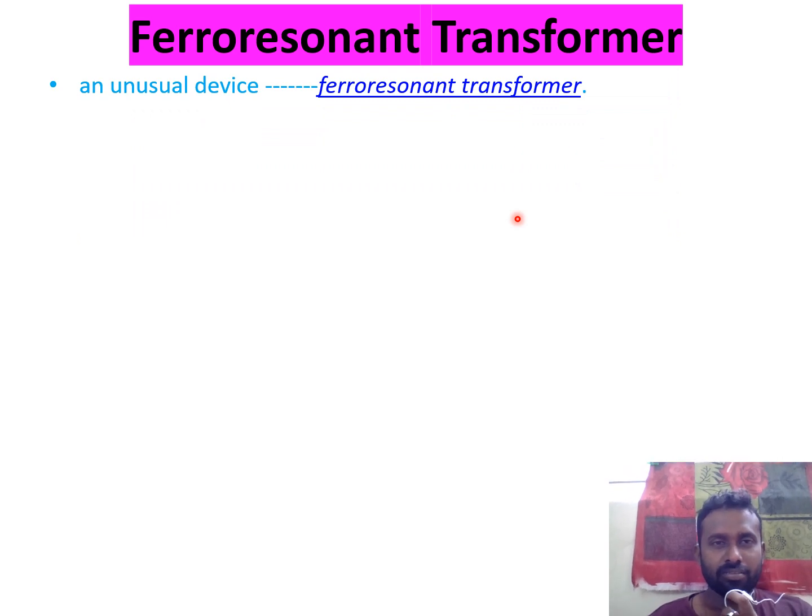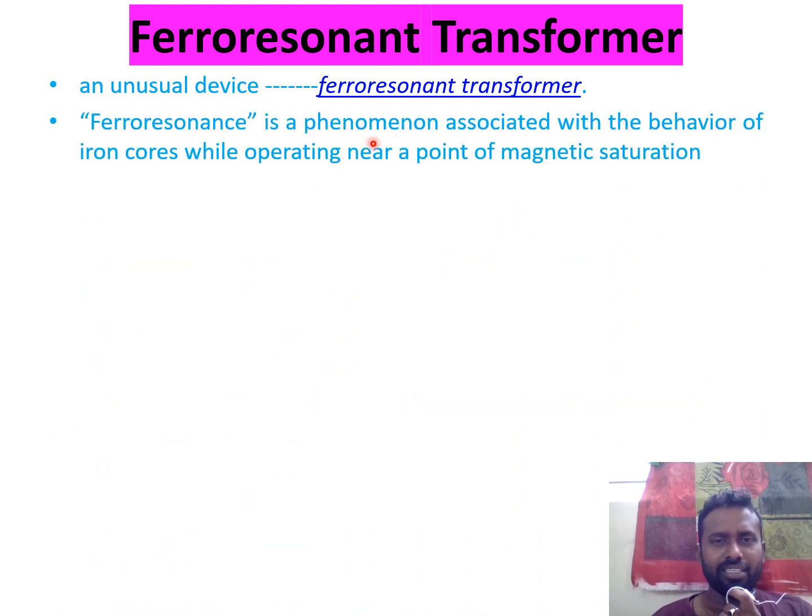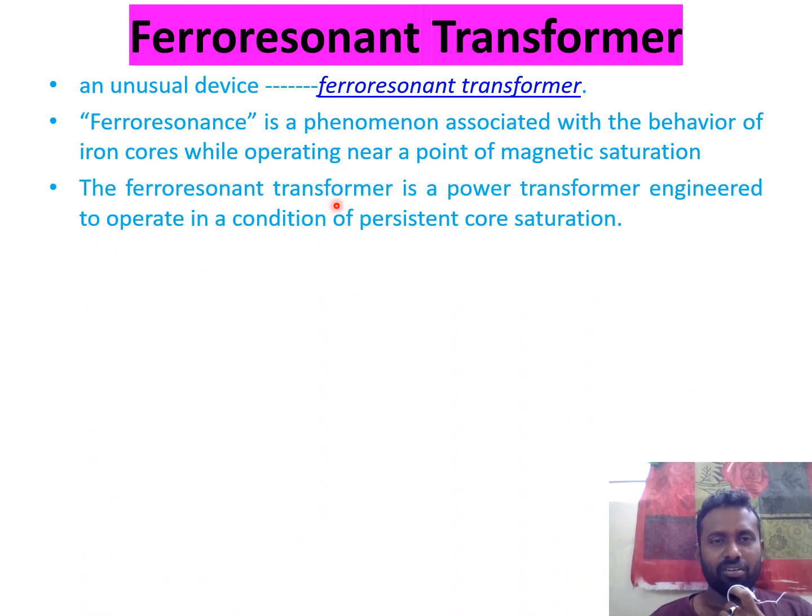Now, ferroresonant transformer. This is generally an unusual device. Ferroresonance is a phenomenon associated with the behavior of iron cores while operating near a point of magnetic saturation. The ferroresonant transformer is a power transformer engineered to operate in the condition of persistent core saturation. Even in the condition of persistent core saturation, this transformer will work, and there are some applications.